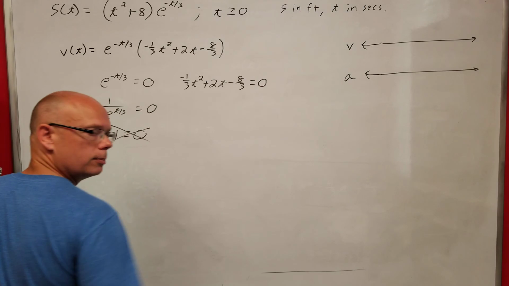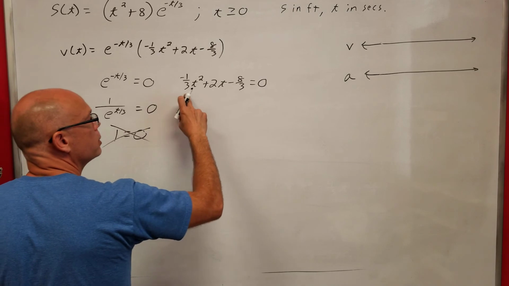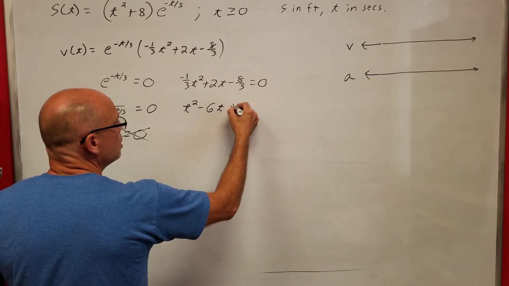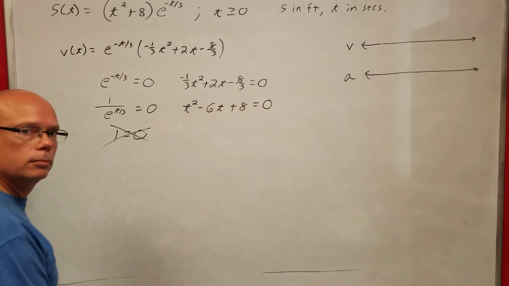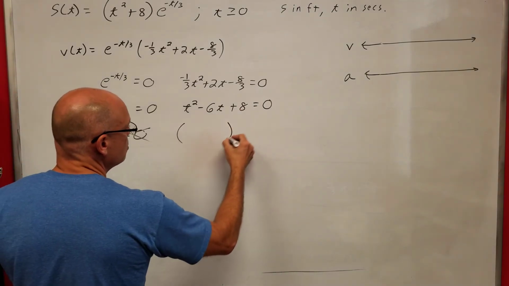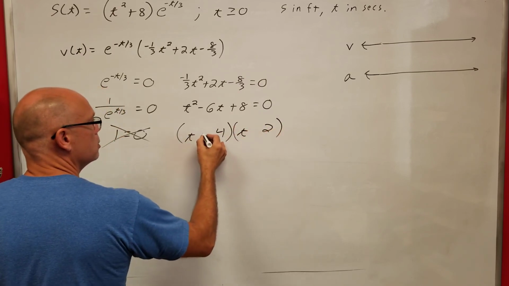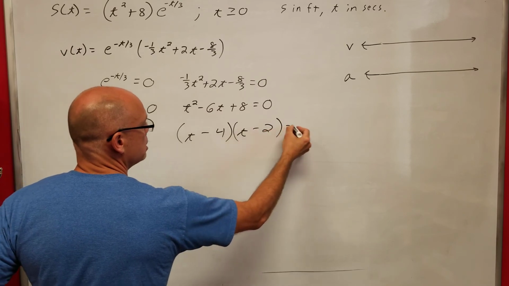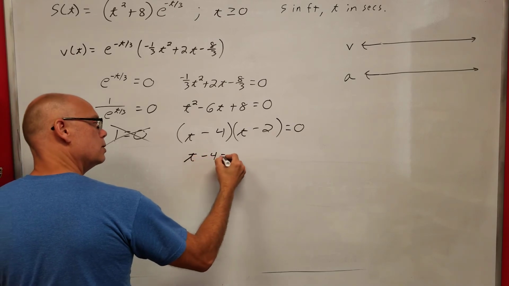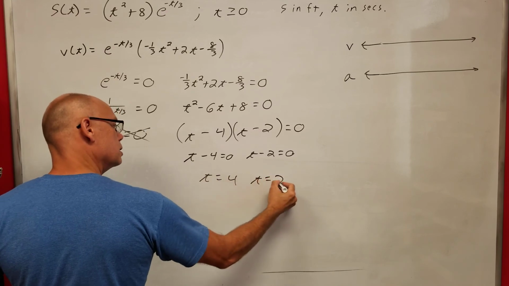Let's solve this equation. Well, let's get rid of fractions. Let's multiply both sides by negative 3. So we get t squared minus 6t plus 8 is equal to 0. Now, can I factor this? Let's see. t minus 4, t minus 2 is equal to 0 should do the trick, right? So t minus 4 is equal to 0, t minus 2 is equal to 0, so that means t is equal to 4 and t is equal to 2, right?